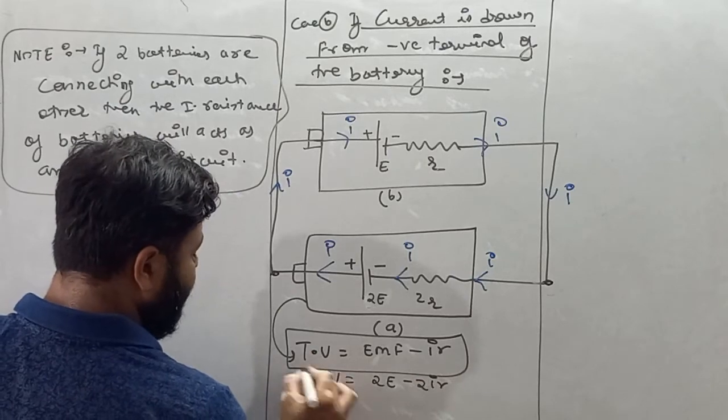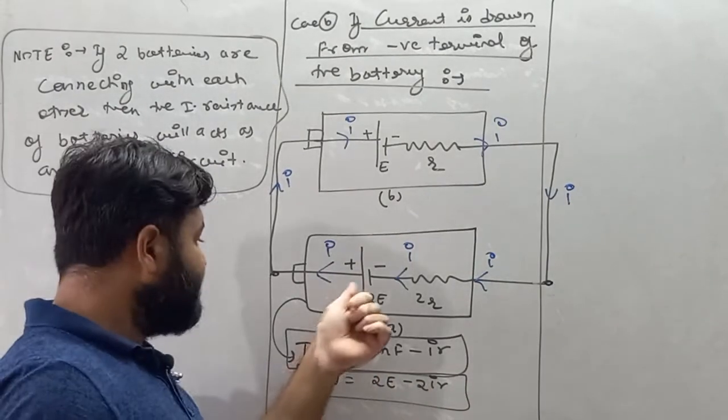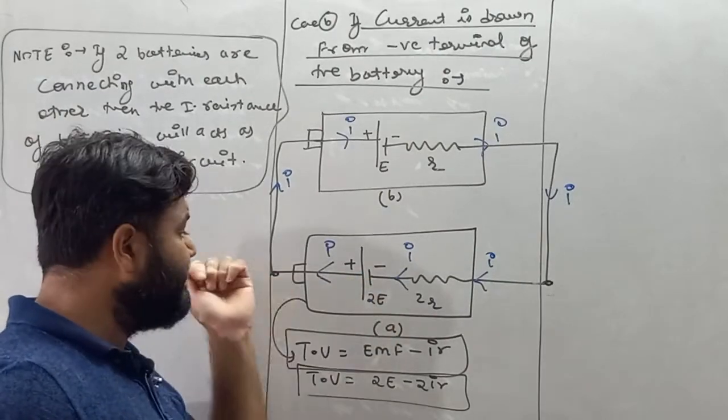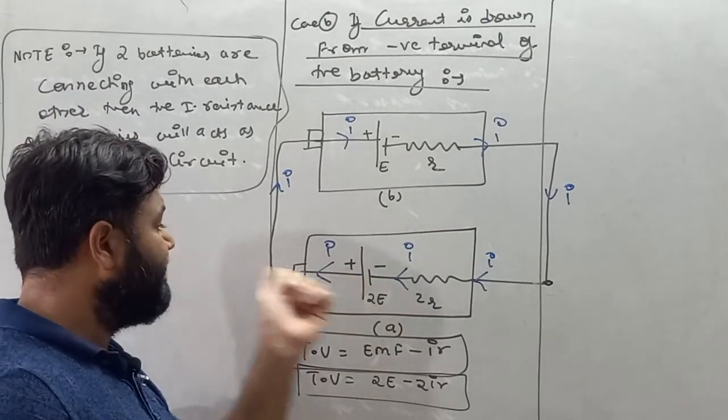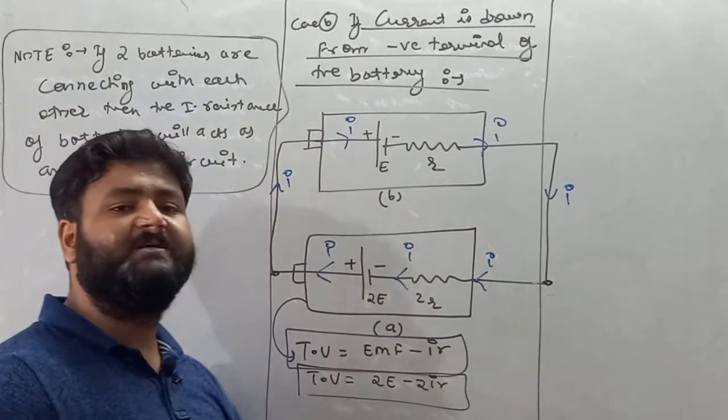This is the value of terminal voltage which we discussed already, because in this situation as well, my dear student, the battery is discharging because current comes out from the positive terminal and goes towards the negative terminal.